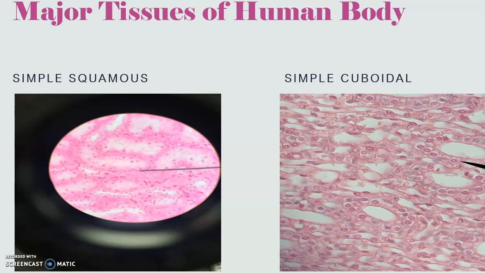Simple squamous is typically found in locations within the body where we want diffusion or filtration to take place. Simple squamous is found in the air sacs of the lungs and the glands of the kidneys. Simple cuboidal is typically found in locations in the body where we want absorption and secretion to take place. Also found in the glands of the kidneys.